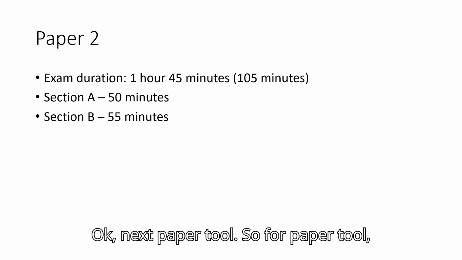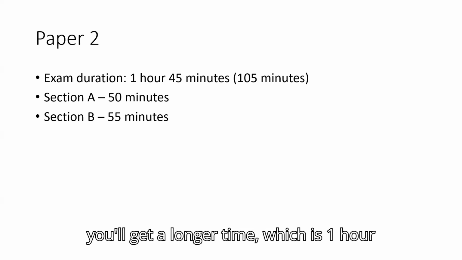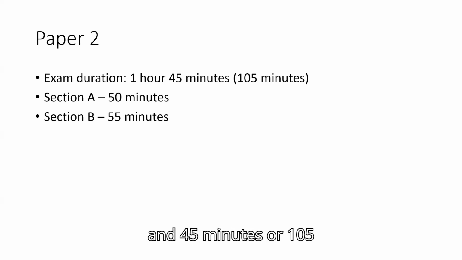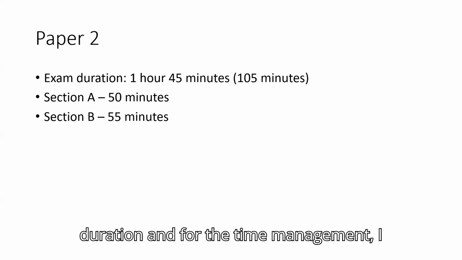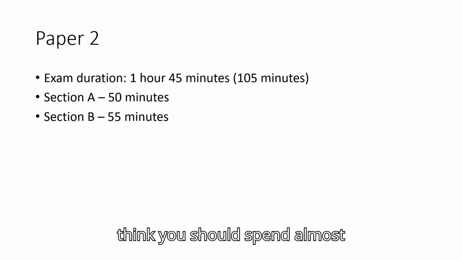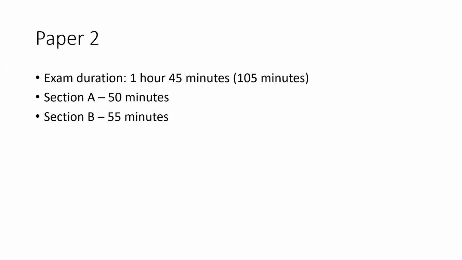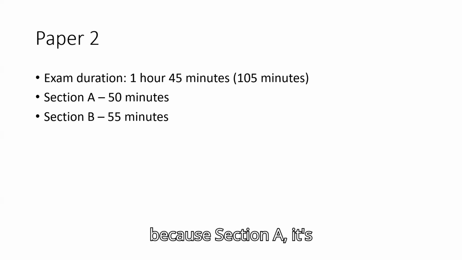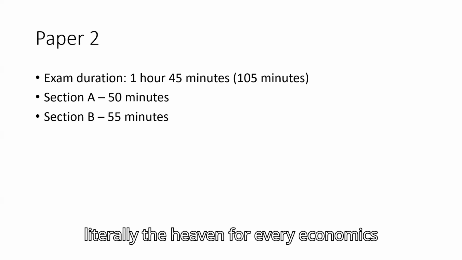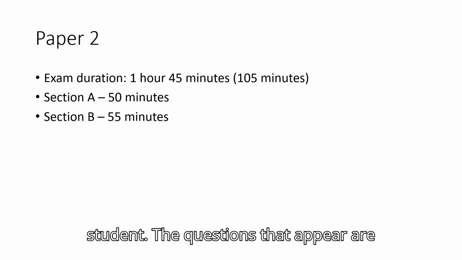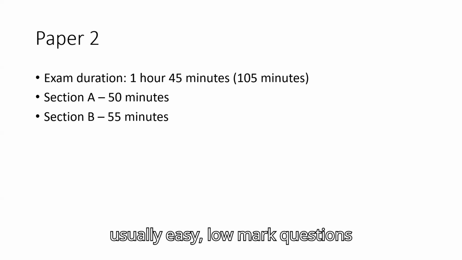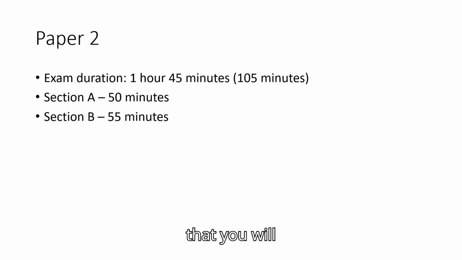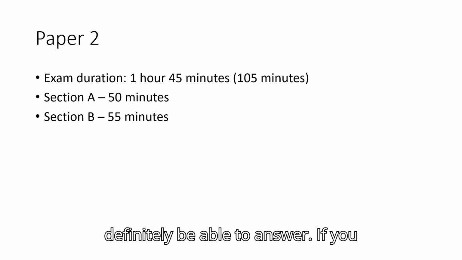Okay, next paper 2. For paper 2, you'll get a longer time, which is 1 hour and 45 minutes or 105 minutes. For time management, I think you should spend almost equally on each section, but you can try to spend more time in section B than section A, because section A is literally the heaven for every economics student. The questions that appear are usually easy, low-mark questions that you will definitely be able to answer.